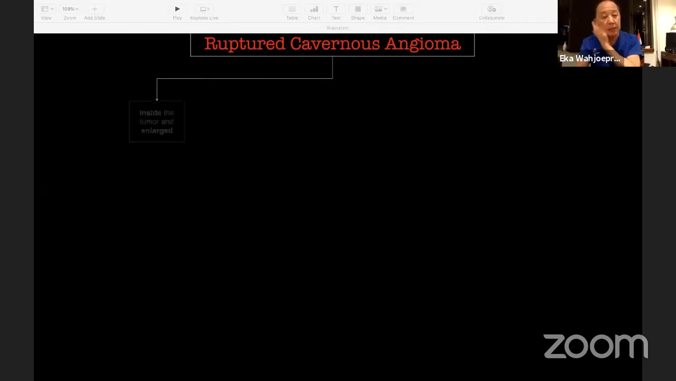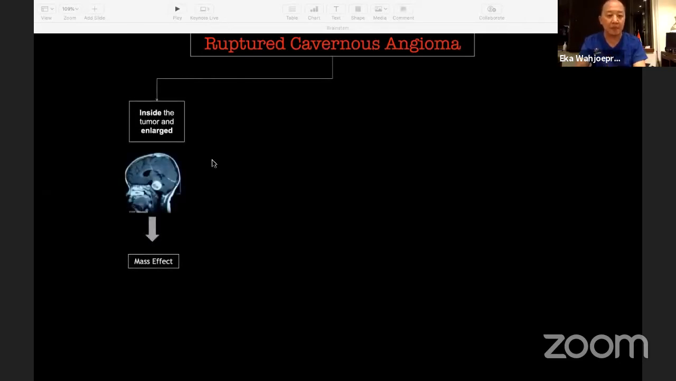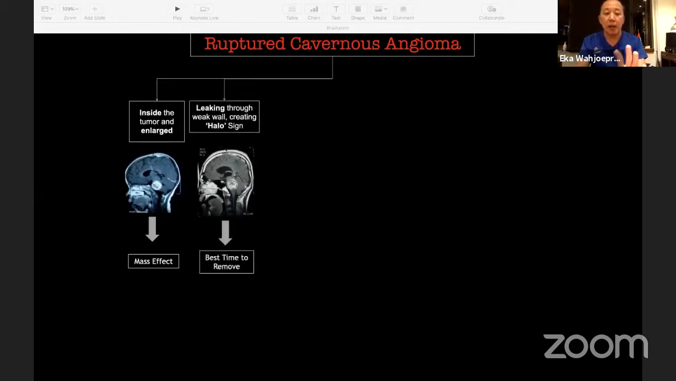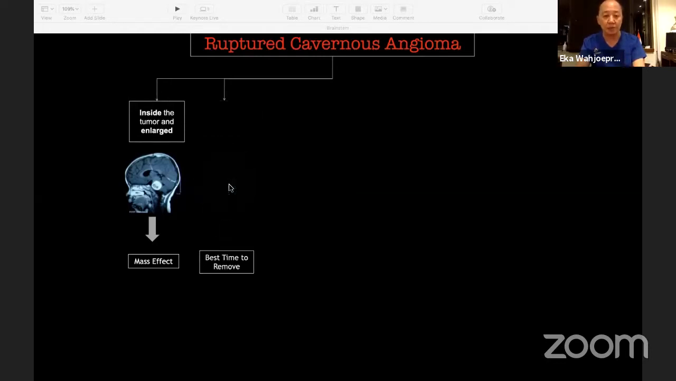So if we meet the rupture of the cavernous angioma, what's happening? If the rupture is inside the tumor, the patient comes to us like a mass evacuation. Sometimes the bleeding comes out from the weak wall of the capsule, creating the so-called halo sign. You can see here, this is a very clear halo sign. This needs to be understood by all colleagues on when to refer to a neurosurgeon, because halo sign means there is the best time to remove. I will explain later.